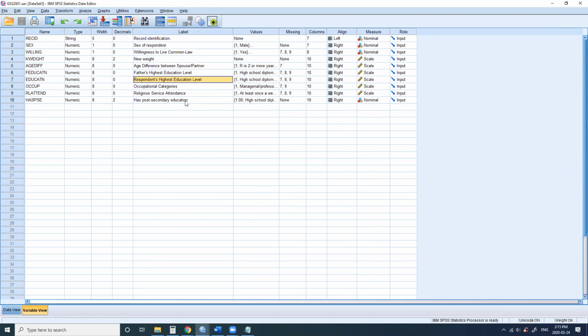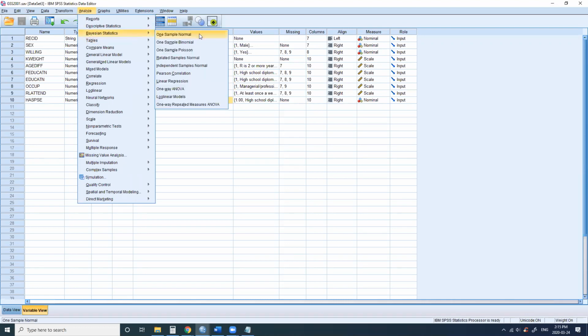Education might have an effect. We know that folks with higher levels of education tend to be more socially progressive or morally permissive, and so that might change the calculation as well. So let's do another trivariate crosstab, except this time we're going to control for whether or not somebody has any post-secondary education at all.